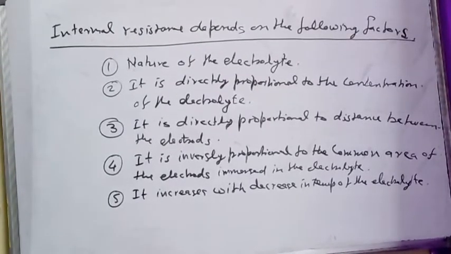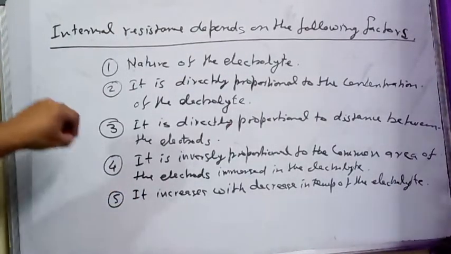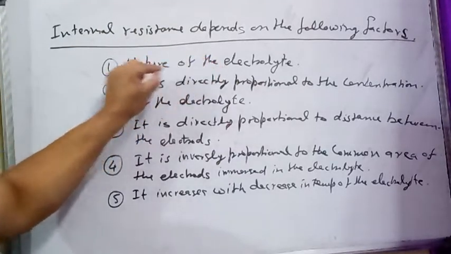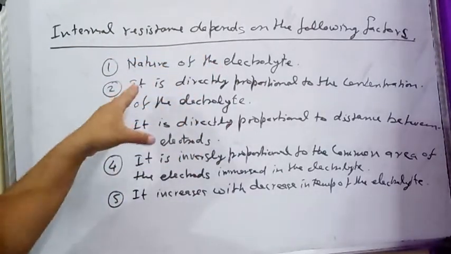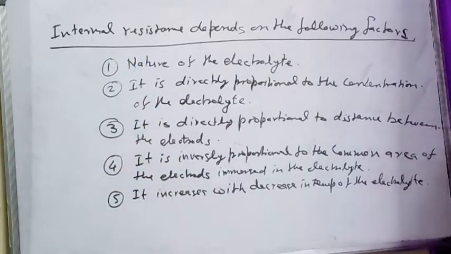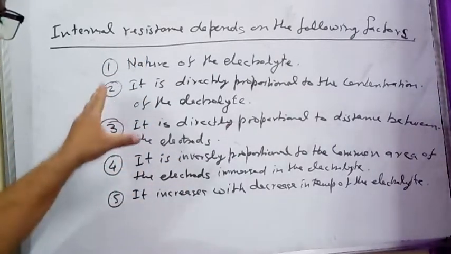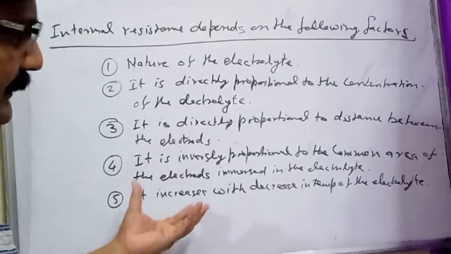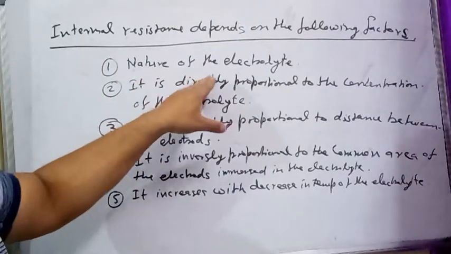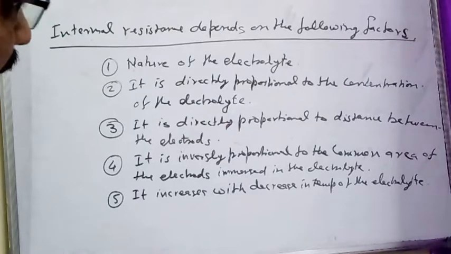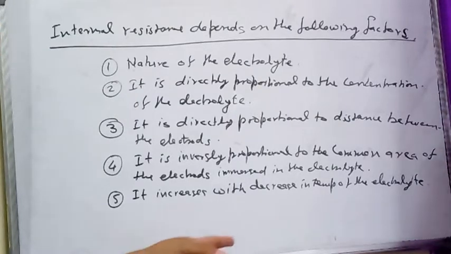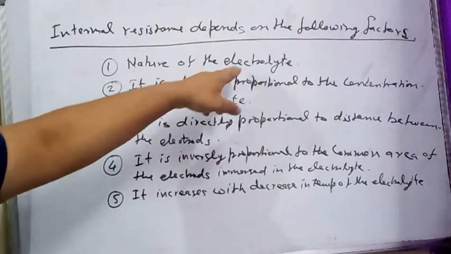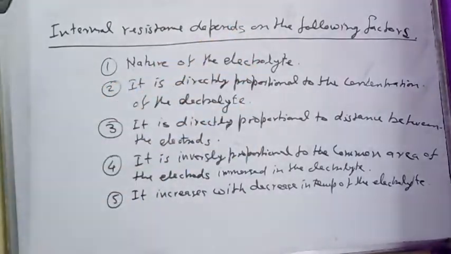So students, in this part of the video we are going to see on what factors the internal resistance of a cell depends. So you can see these are the factors which decide the value of internal resistance of a cell. So internal resistance of a cell depends on the nature of the electrolyte. Which electrolyte is used in the cell, that will decide the value of the internal resistance. Some ions are lighter in nature, some ions are heavier in nature. So due to that, their mobility inside the electrolyte changes. That is why nature of the electrolyte decides the internal resistance of the cell.